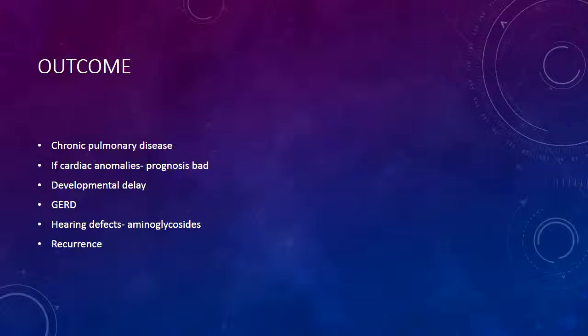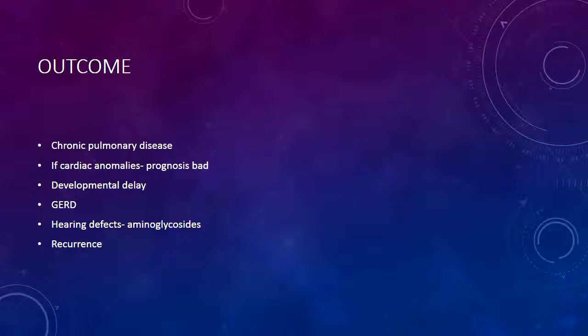Outcome: do all these patients with congenital diaphragmatic hernia live happily? No. Many a times they have chronic obstructive pulmonary disease. If there are cardiac anomalies, the prognosis is generally bad. These patients are affected with developmental delay because the stomach has been in the thorax. The development of the gastroesophageal junction will not be normal, and that can cause gastroesophageal reflux disease.